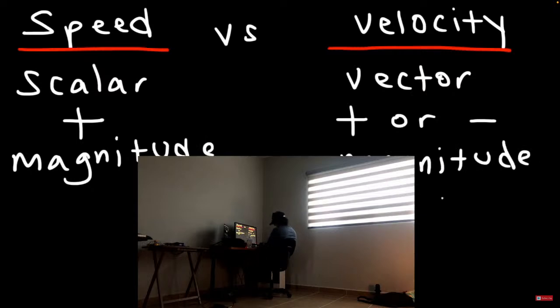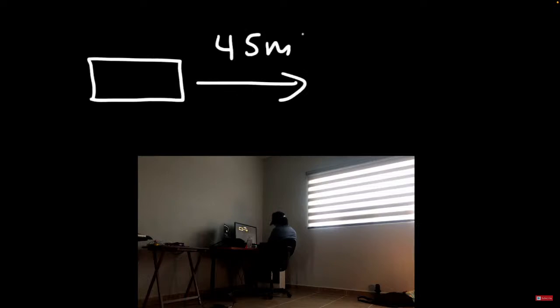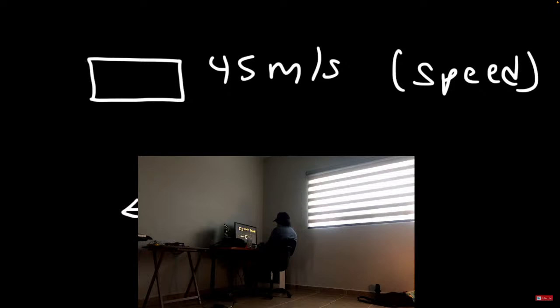So can you think of some examples that will distinguish speed from velocity? Let's say a train, I'm going to use a box again, is moving at 45 meters per second. Let me take away the arrow. So you don't have any direction. It's simply moving at 45 meters per second. In this case, this describes the speed of the train because I'm telling you how fast it's moving, but not where it's going. Now, let's say we have a train moving at 30 meters per second going west.